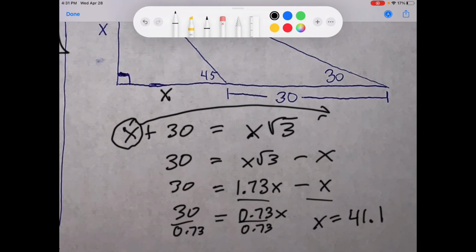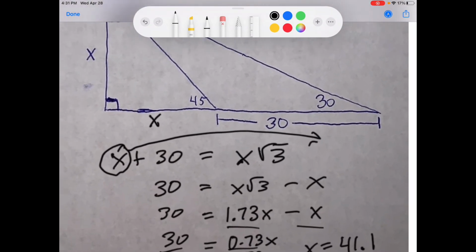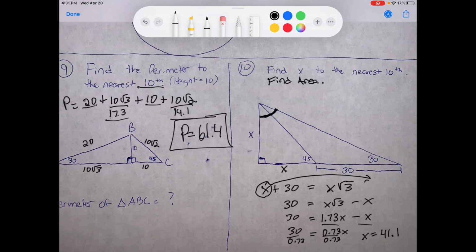41.1. So now this side is 41.1, and this is also 41.1. Okay, so area. The base of my whole triangle is 30 plus 41.1, which is 71.1, times my height of 41.1, divided by 2, and then I'll have my answer. 71.1 times 41.1 divided by 2 is 1,461.1. That is my area.